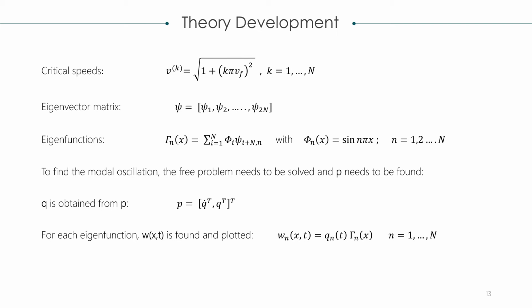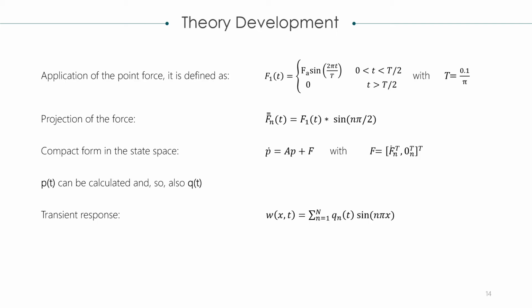To find the modal oscillations, the free problem needs to be solved, and P, which also includes Q, needs to be found. This can be done numerically. Finally, to obtain the motion, in this case the modal oscillation, the coordinate Q is multiplied with the eigenfunction. So now we have a model which produces results for the free vibration condition.